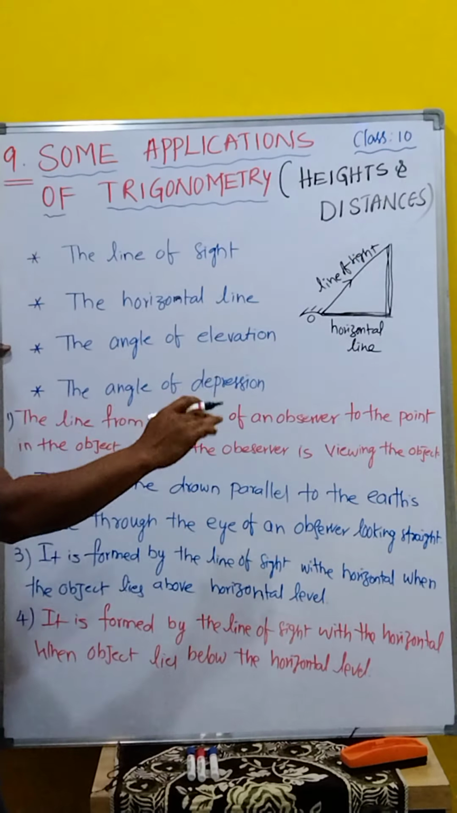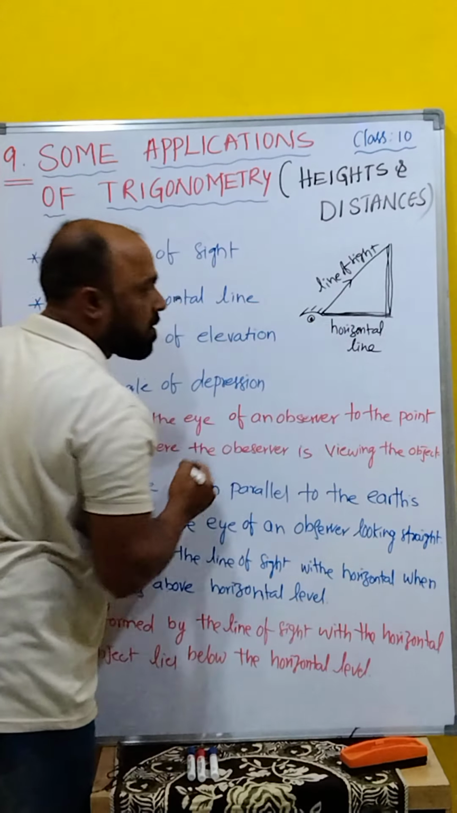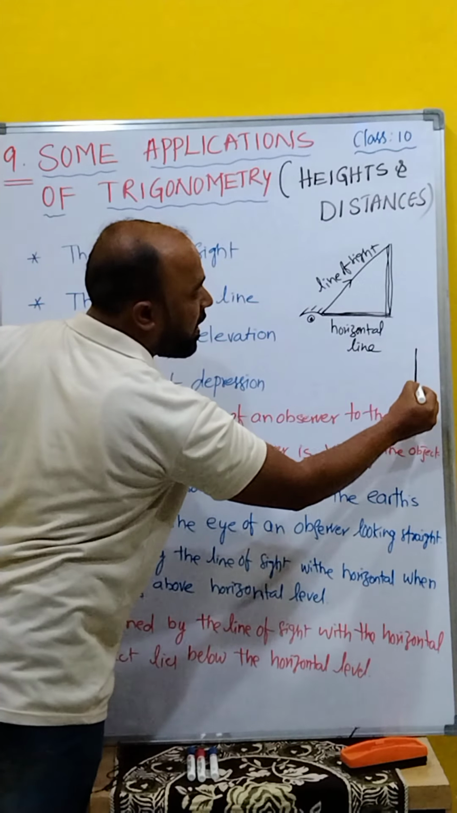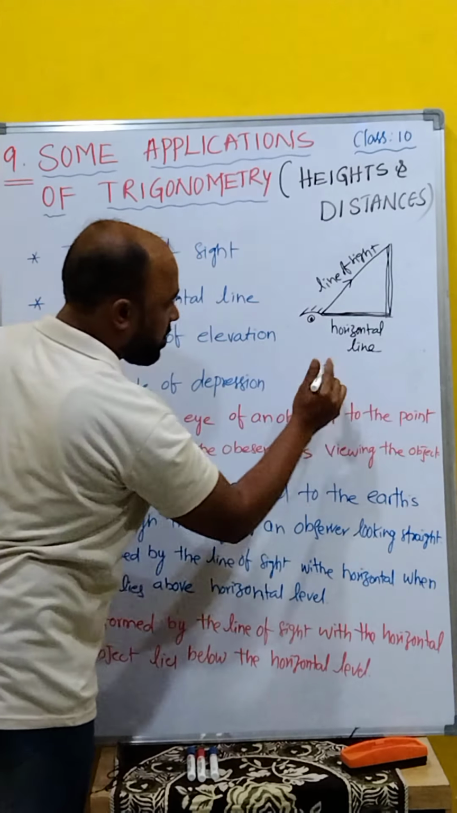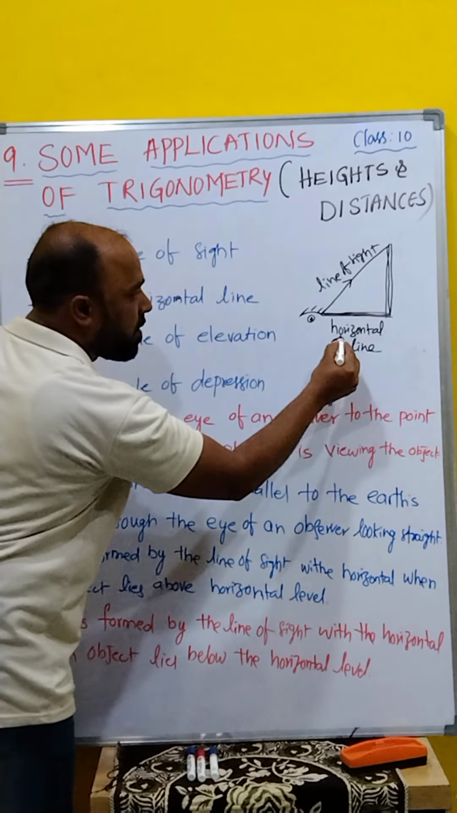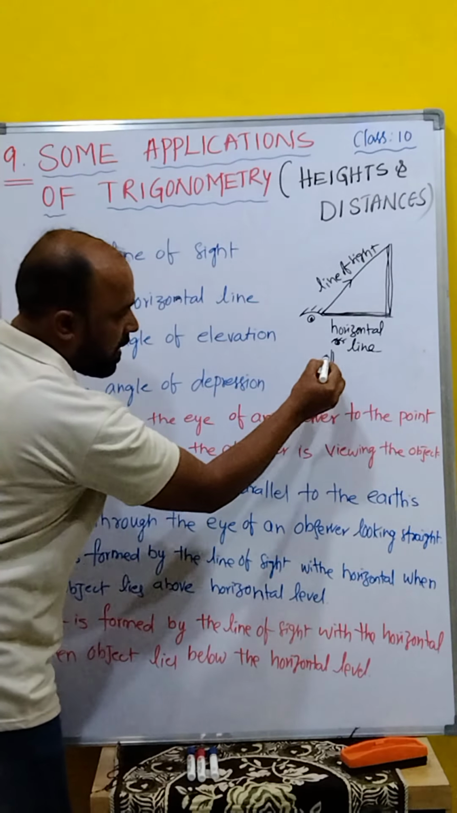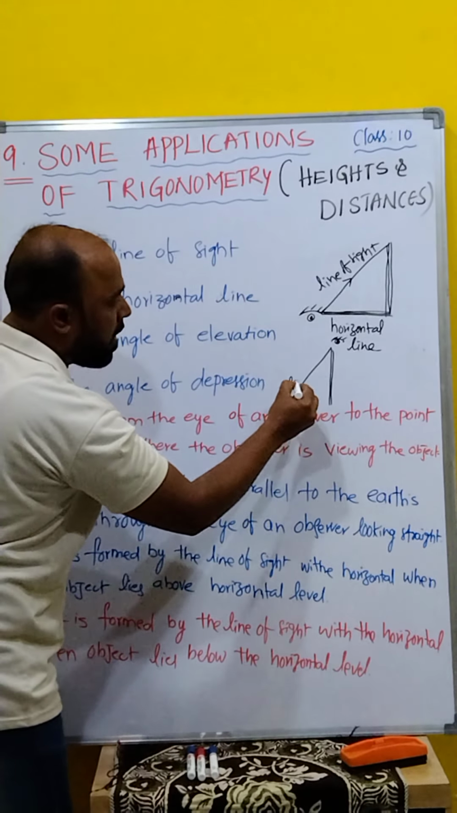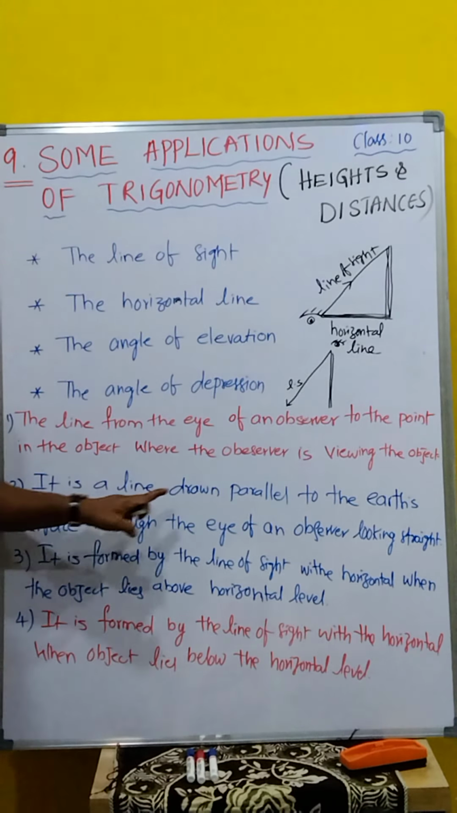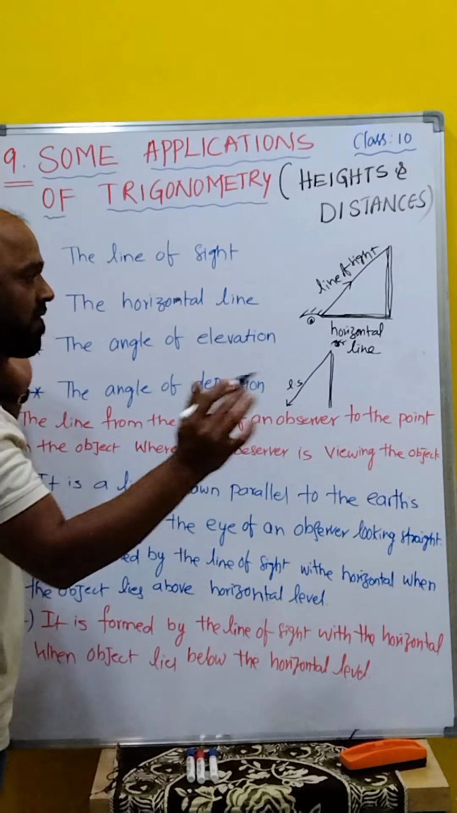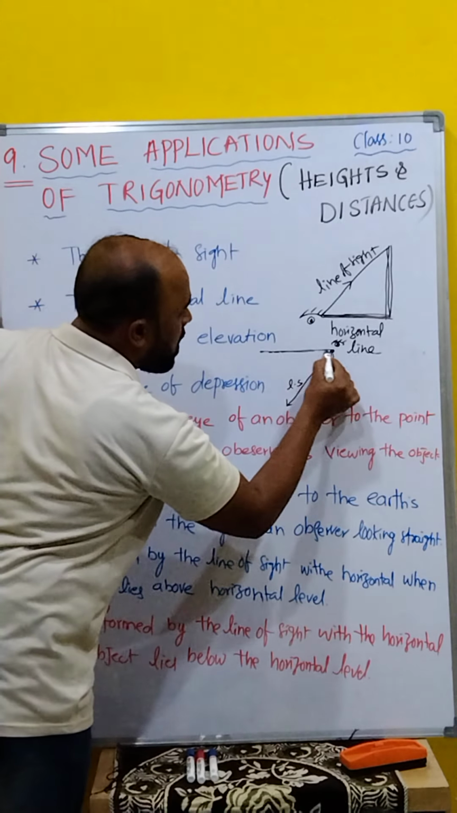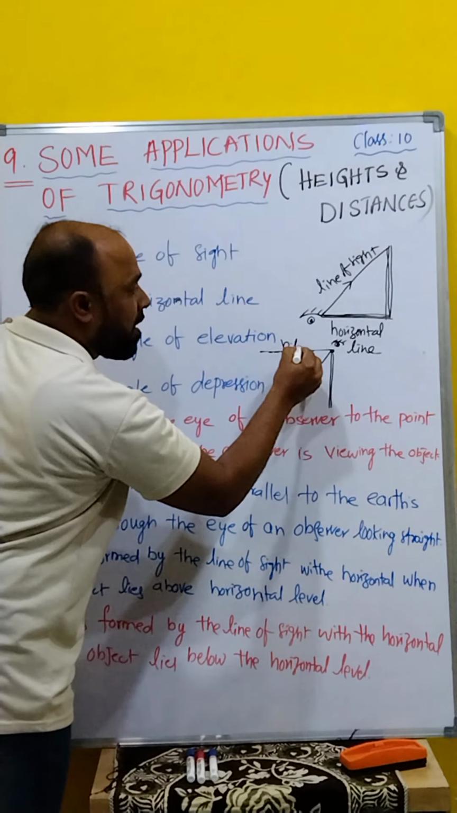Clear, children? Suppose when the observer's eye is down, that is one case. If the observer is up, what happens? Where is the horizontal line? That also we have to know. Height of the building, the observer's eye is here. Then the line of sight is this one. We know this one, line of sight. But where is the horizontal line? Again the condition: it is the line drawn parallel to the Earth's surface. Same way, we have to draw this one here. Horizontal line. Clear, children?